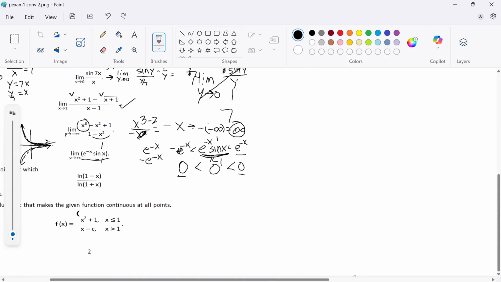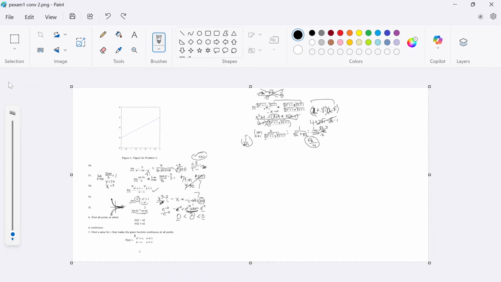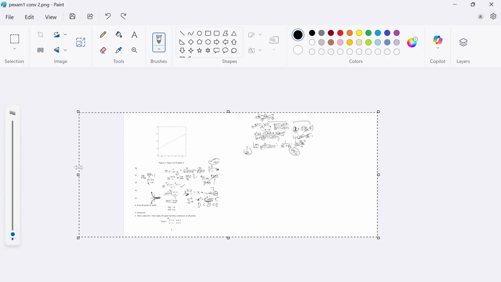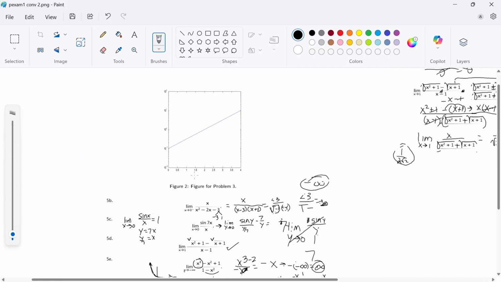All right, there's two more on this page. Let me see if I can somehow get zoomed in to the right place.